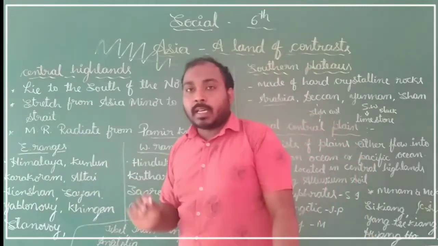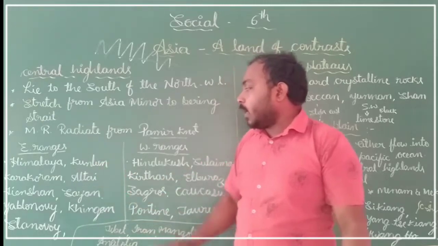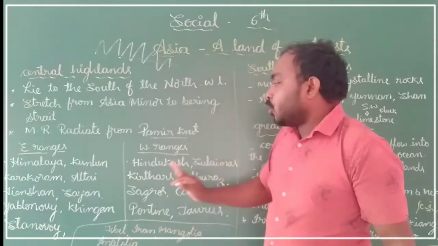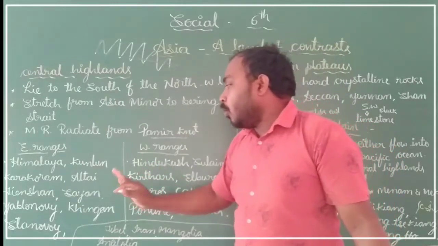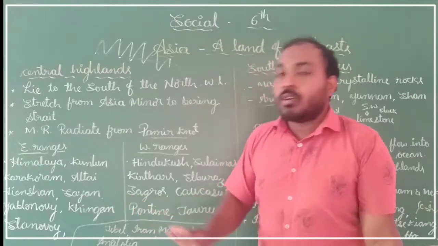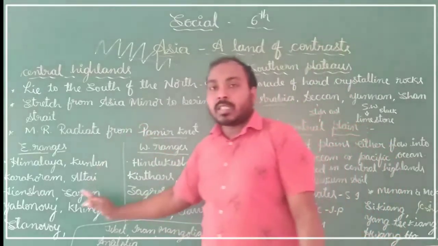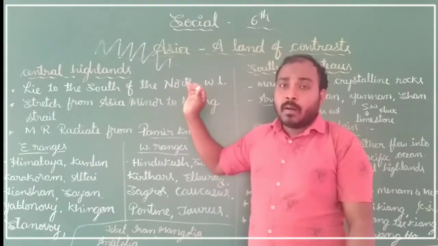The important eastern ranges are the Himalayan range, Kunlun range, Karakoram range, Altai range, Tian Shan range, Sayan range, Yablonovy range, Khingan range, and Stanovoy range. These eastern ranges are located in the central highlands.